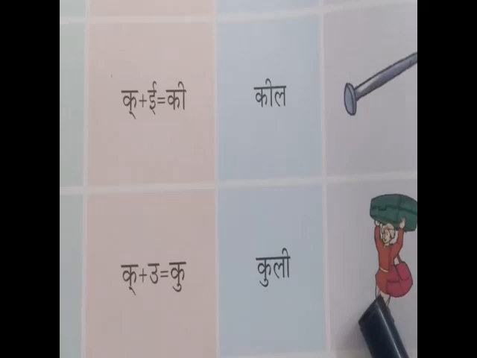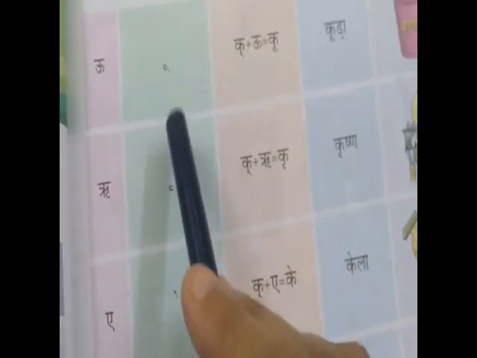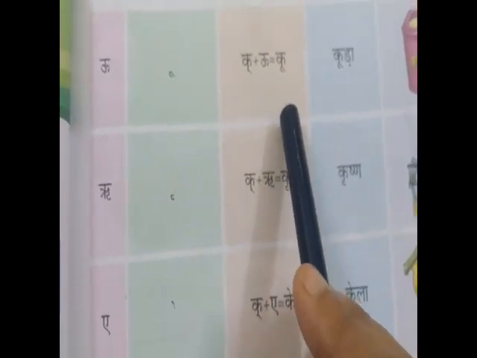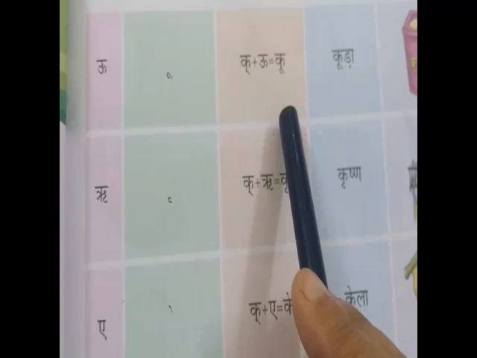Okay. Now you can see what all things we have studied: K, ka, ki, ku. Okay, moving to the next one. Long U. So the matra is like this. First what we have done, we have written it like this. Now we are writing like this. So K plus U will give you ku. And the word is kuda.